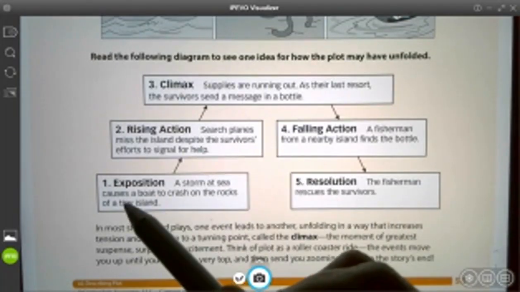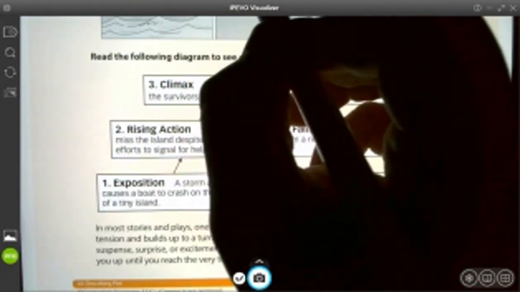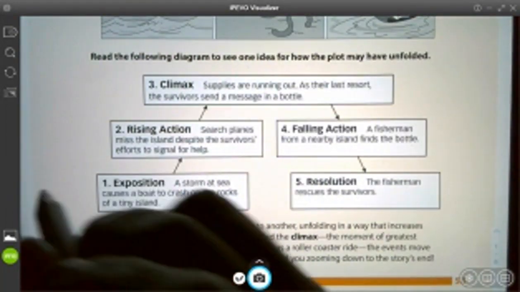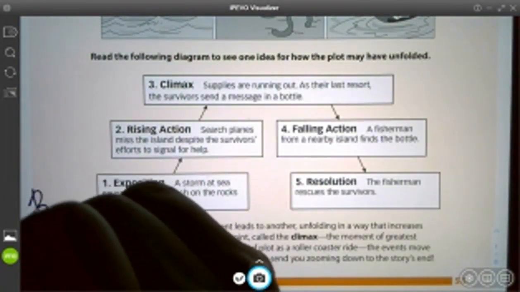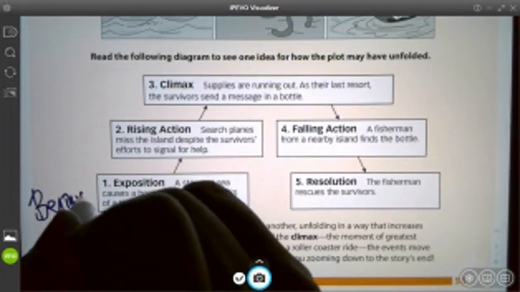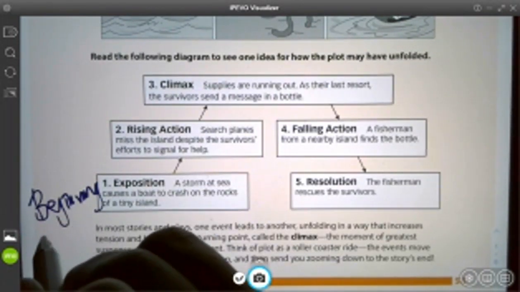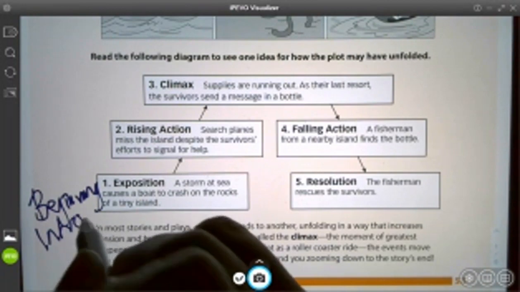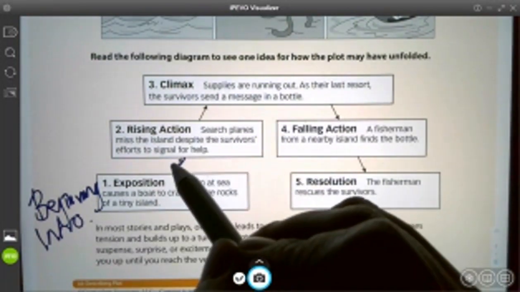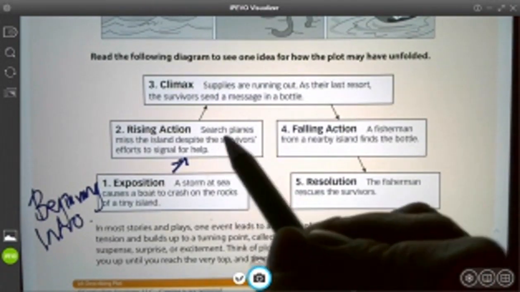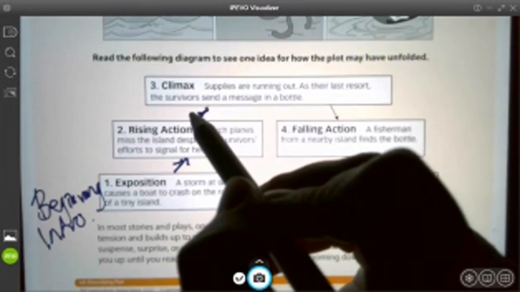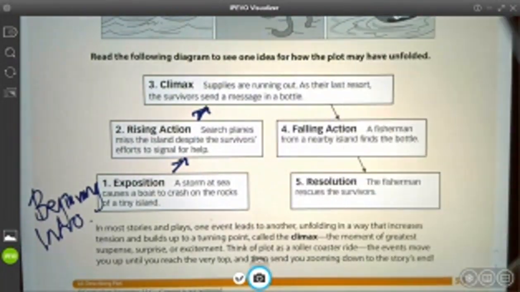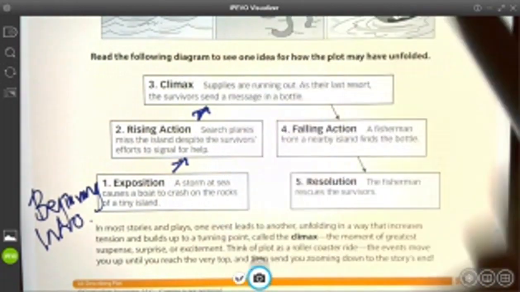So it always starts off with exposition, which is the beginning. And then some things happen from the beginning. It's your introduction. And then things happen and you get your rising action, which leads to the climax. And let's talk about what the climax is.